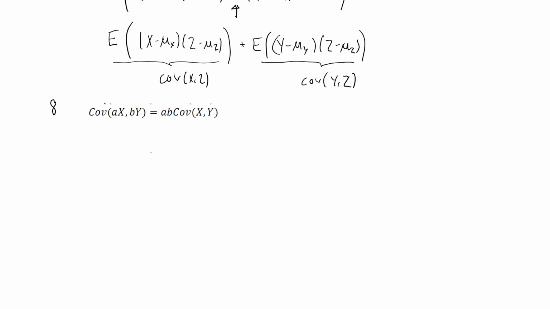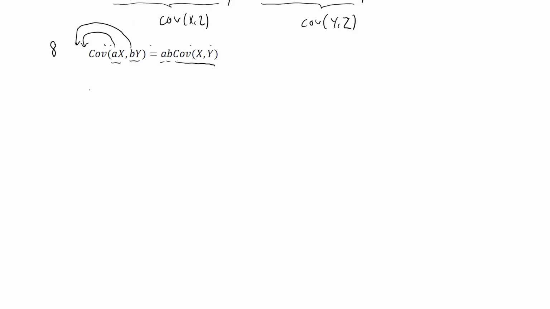Number 8, the covariance of a constant times X with a constant times Y. What you can do then is pull out both of these constants outside, so it becomes a times b multiplied by the covariance of X and Y. Again, not too hard to show by just going back to the definition. This is the expected value of (aX minus the expected value of aX, which is a mu_x), then we have (bY minus the expected value of bY, which is b mu_y).